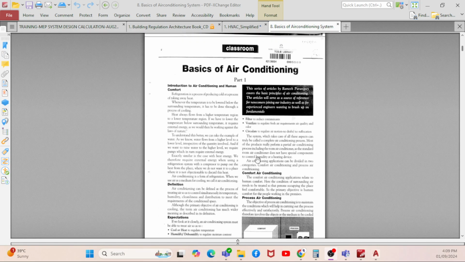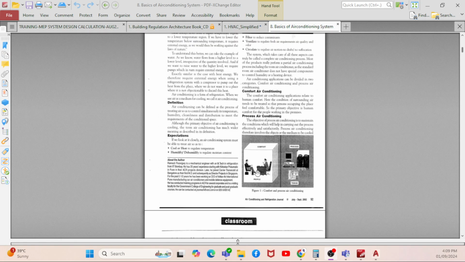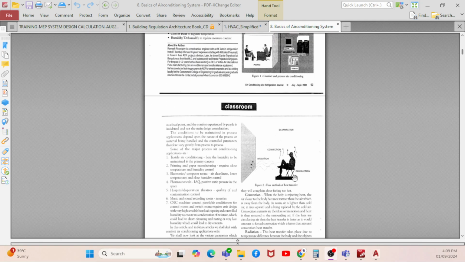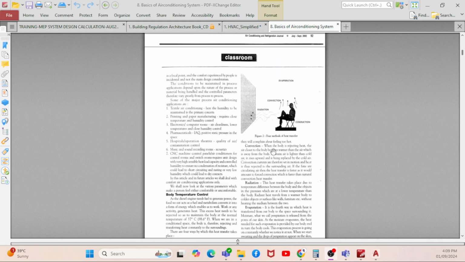If you go down, you will see that there is comfort air conditioning, and then there is process air conditioning. If you go inside the space, there are people and a room, and inside there is a lot of heat. So we are going to maintain the comfort level, correct? You can see that there is heat from radiation, convection and conduction. When the body is rejecting heat, the air closer to the body becomes warmer than the air which is away from the body.